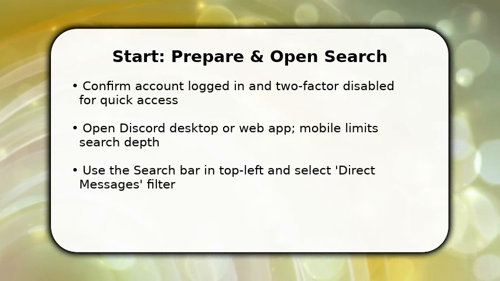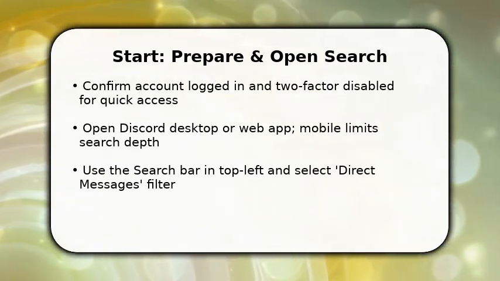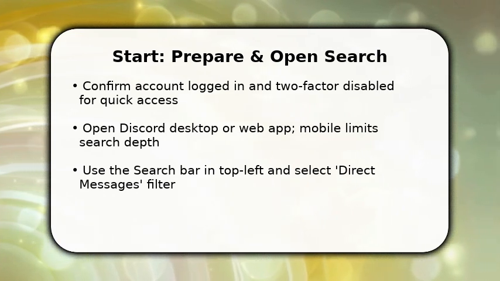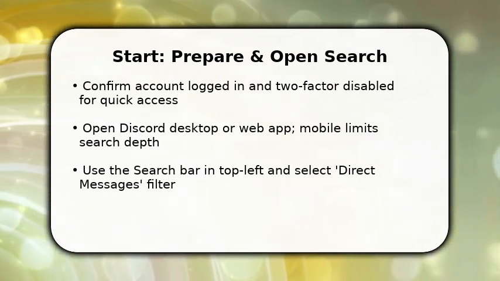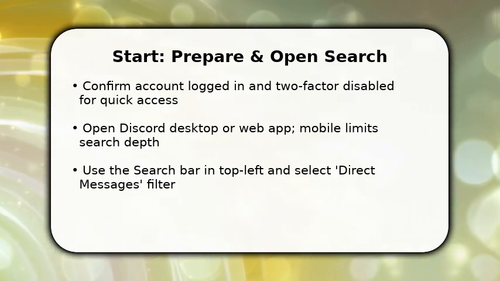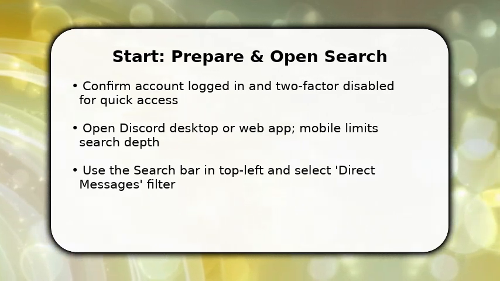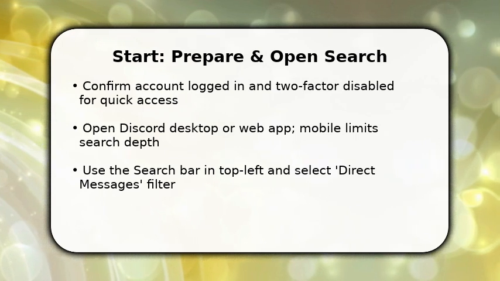You're logged in and ready. Open the desktop or web app because you need full search tools. Once open, click the global search bar at the top left and switch the filter to direct messages. Type a unique keyword, username, or exact phrase from the conversation to narrow results quickly. Make sure to include quotes for exact matches.